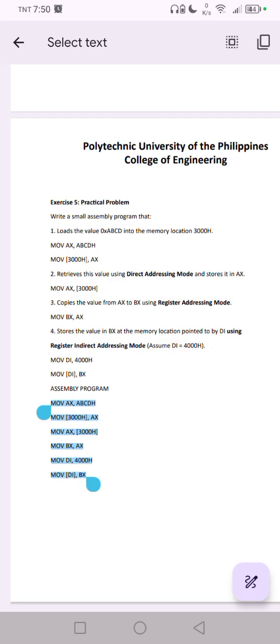So understanding addressing modes is fundamental for effective assembly language programming. Each mode serves a specific purpose and allows for different methods of accessing data, whether directly from memory, through registers, or using complex calculations involving multiple registers and displacements. By mastering this concept, programmers can write more efficient and flexible assembly code tailored to their specific applications. So that's all.